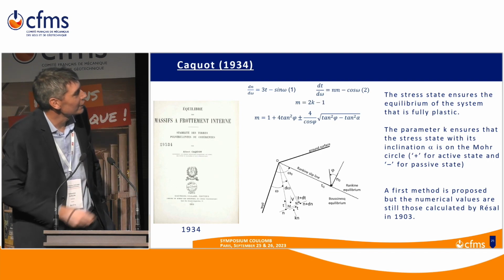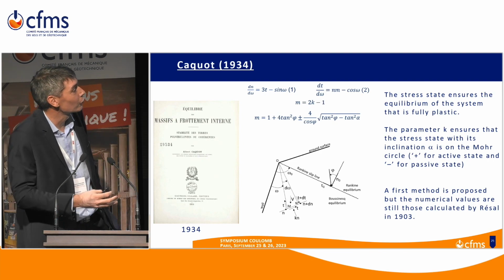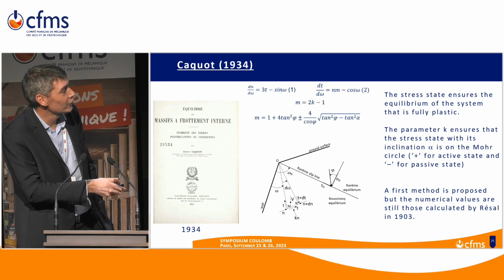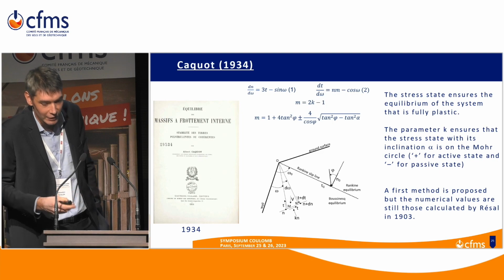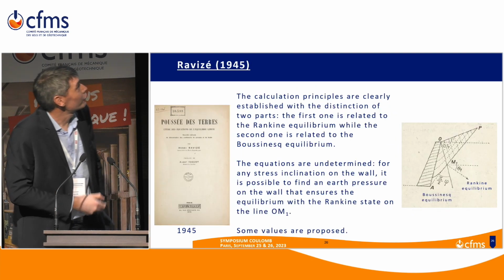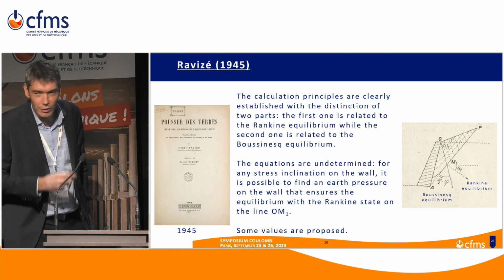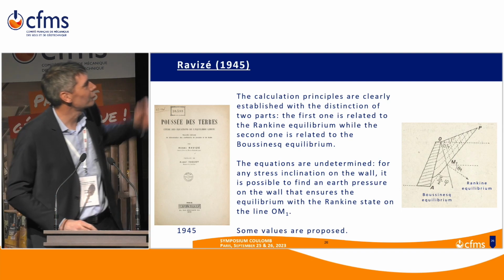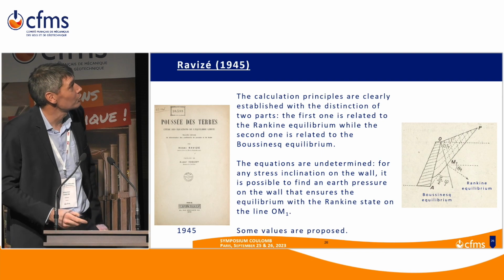What is interesting in 1934 is that Caquot proposed the first method to solve this equation, but the numerical values are still those calculated by Résal in 1903. After, in 1945, there was a contribution from Ravizet, and maybe it is a little bit forgotten now, but it's a very important contribution.